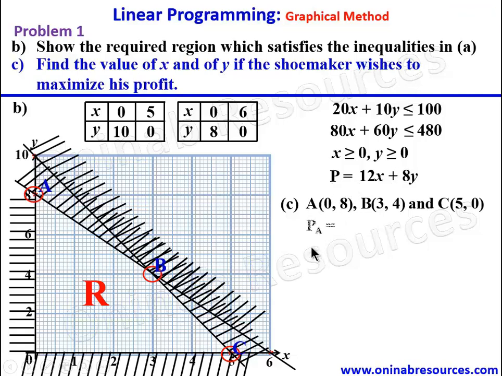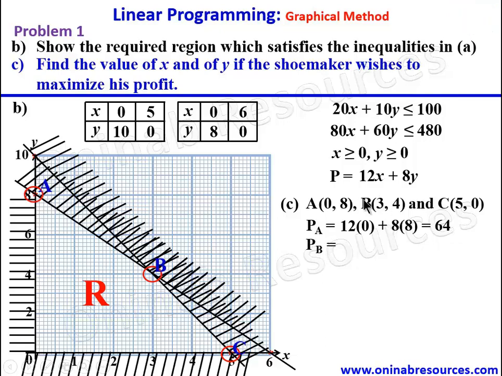So we have a P of A, the profit that will be made at the point A. That is, if he doesn't produce any of the pair of shoes and he's producing 8 pairs of sandals, what will be the profit? So that's going to be 12 into 0 plus 8 into 8. That will give us $64 as gain.